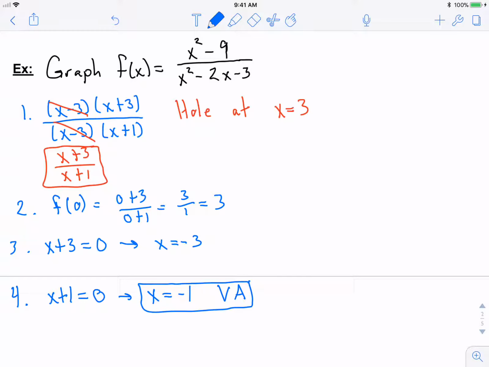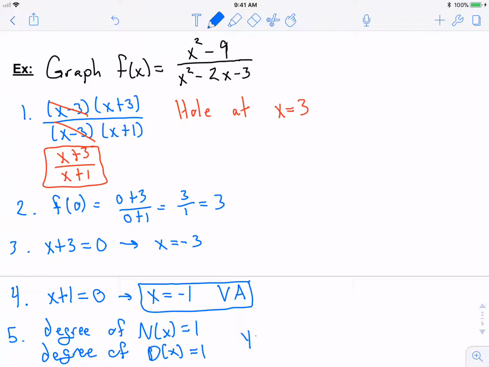Step 5, find our horizontal asymptotes. The degree of the numerator is 1. The highest exponent is 1. The degree of the denominator is also 1. So our rules say that we have a horizontal asymptote at the leading coefficient of the top divided by the leading coefficient of the bottom, which is simply 1.